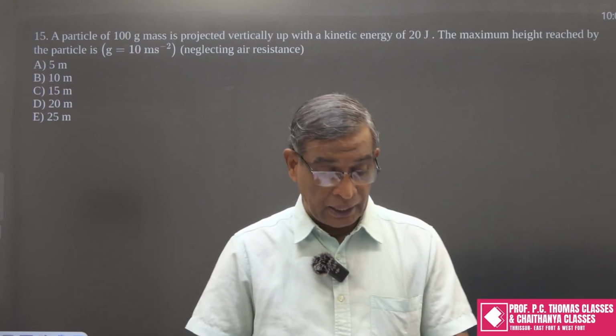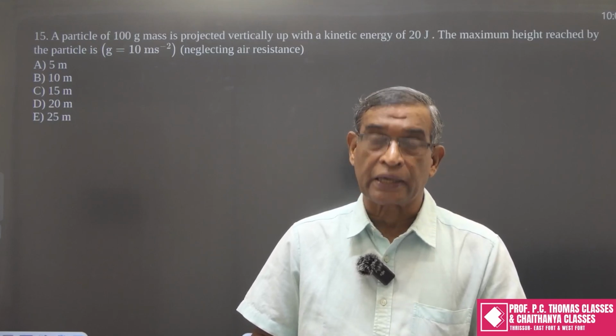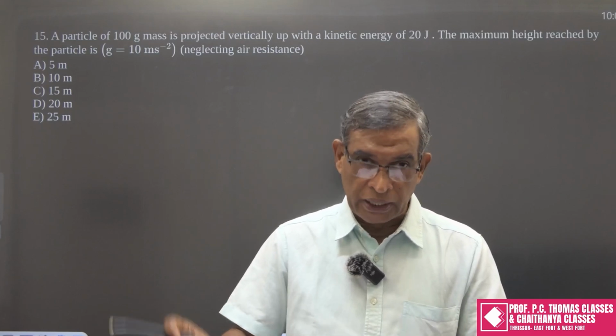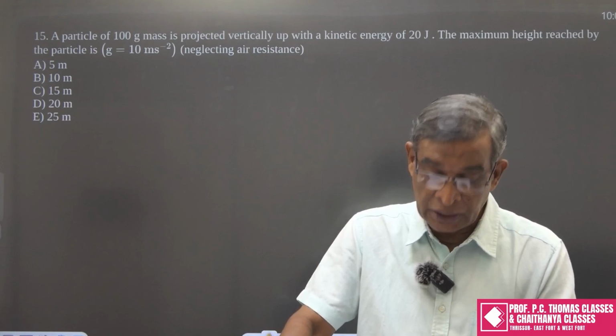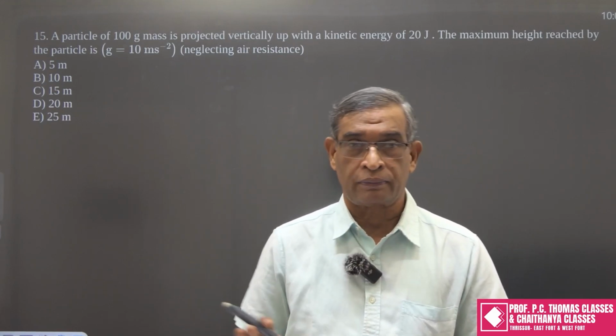A particle of 100 gram mass is projected vertically up with a kinetic energy of 20 joule. The maximum height reached by the particle, neglecting air resistance, is asked.